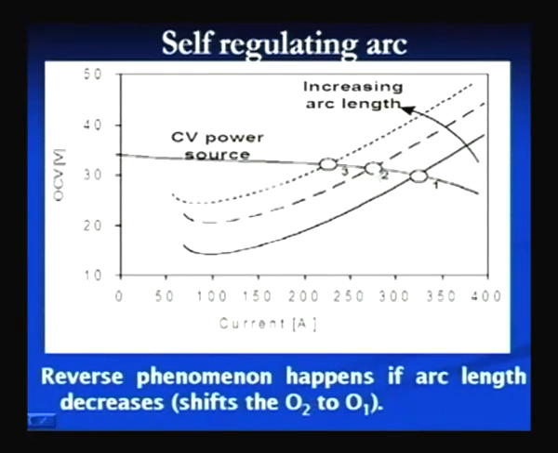We can see here, if the arc length decreases, then the operating point shifts from point 2 to point 1. Reduction in arc length or arc gap will lead to an increase in welding current from somewhere 260 to 340. So, this significant increase in welding current will automatically increase the melting rate, and for a given feed rate, increased melting rate gives an increased arc gap, and after some time again an equilibrium is established which leads to the constant arc length.